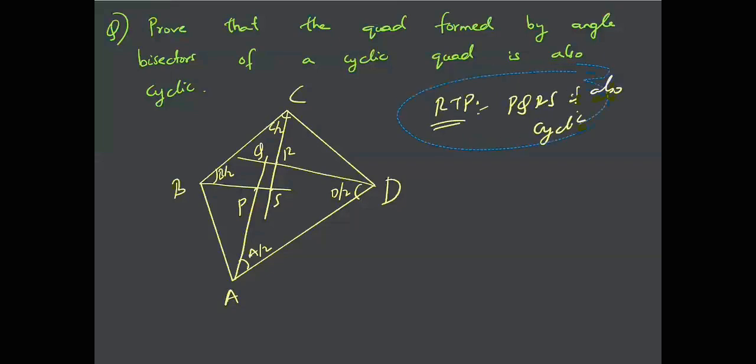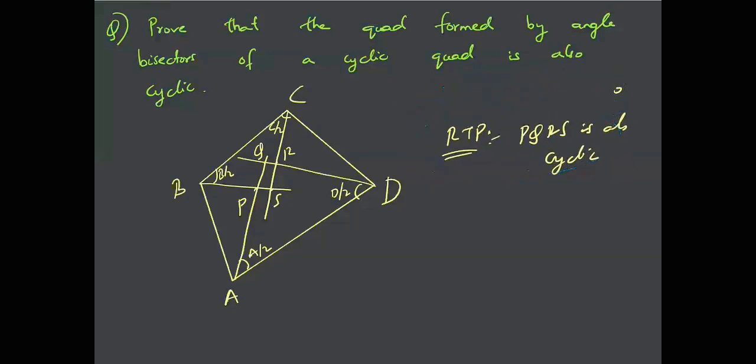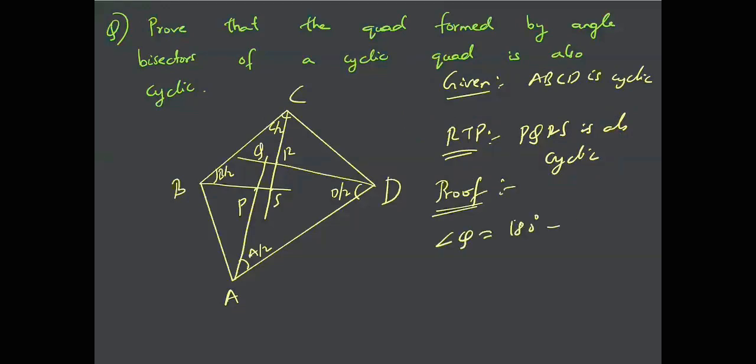It is given that ABCD is cyclic. To prove a quadrilateral cyclic, what we do is we prove that the sum of opposite angles is 180 degrees. So let us prove that angle Q plus angle S is 180 degrees. So angle Q is how much? 180 degrees minus A by 2 minus D by 2, right? From this triangle. And from this triangle, I can say that angle S is how much? 180 minus B by 2 minus C by 2.